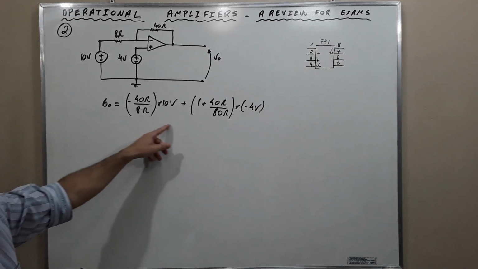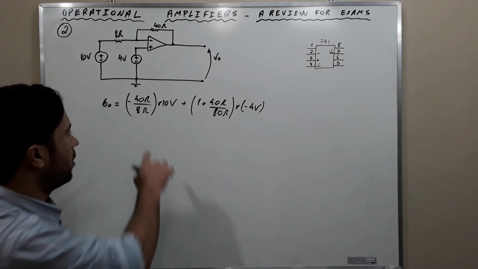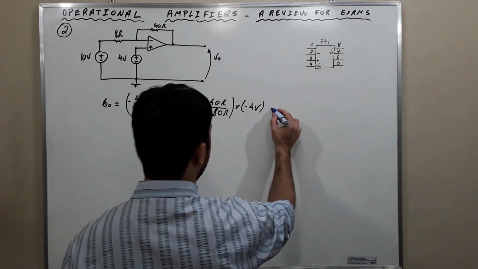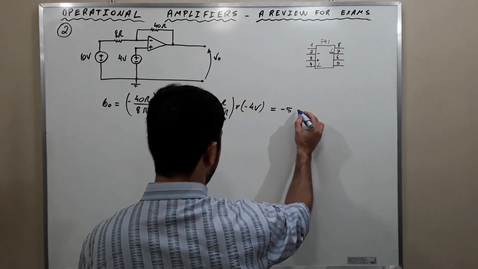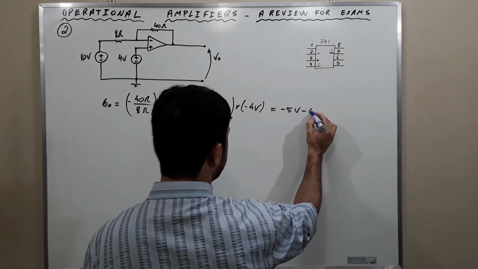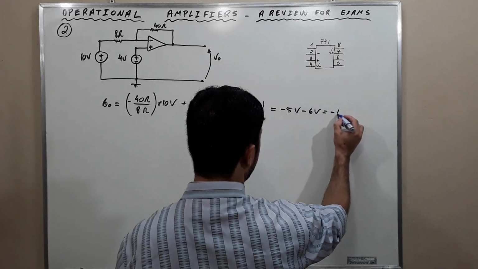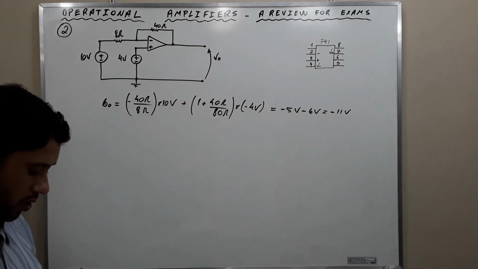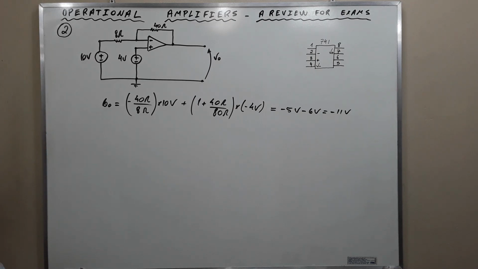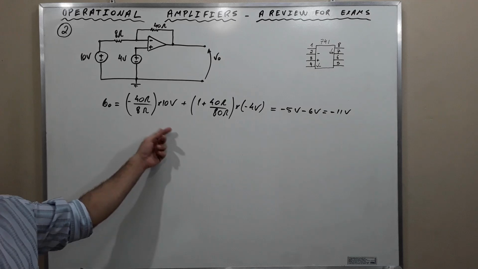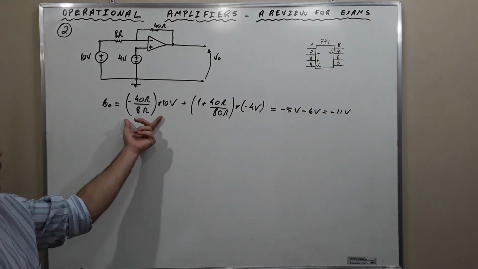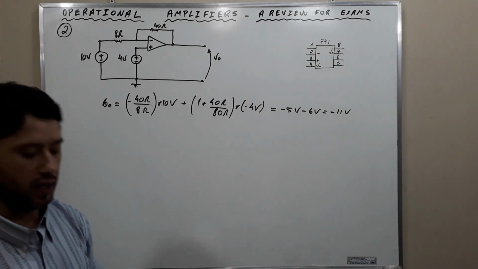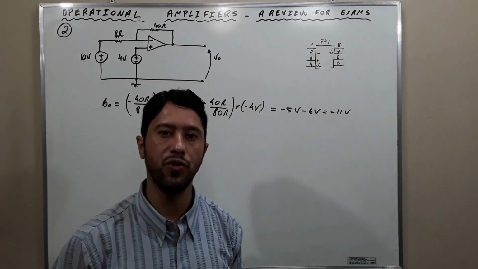Then this is the gain of the non-inverting configuration. And if we carry out this multiplication and sum, we find that it is equal to negative 5 volts minus 6 volts, which is equal to negative 11 volts, and this is the output voltage. Okay, my friends, a simple exercise just to remind you guys of the difference between the gain of the inverting configuration and the gain of the non-inverting configuration. And this is all for exercise 2. Let's go to exercise 3.